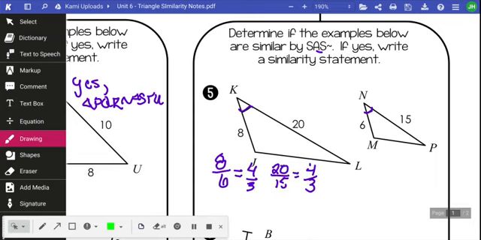Since the sides are proportional and the angle in between them is congruent, these are similar by side, angle, side, and we can do our triangle similarity statement that says that KJL is similar to NMP.